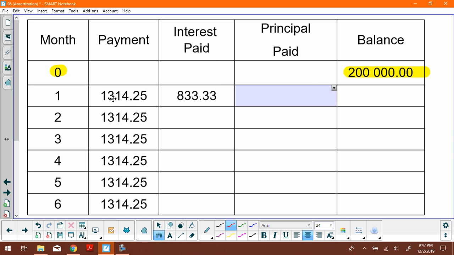So when I make this payment, the 1314.25, first it pays off the interest. Then whatever's left over can go against the principal, right? How much I owe on the mortgage. So that's the next thing to figure out. So I'm going to flip back here.